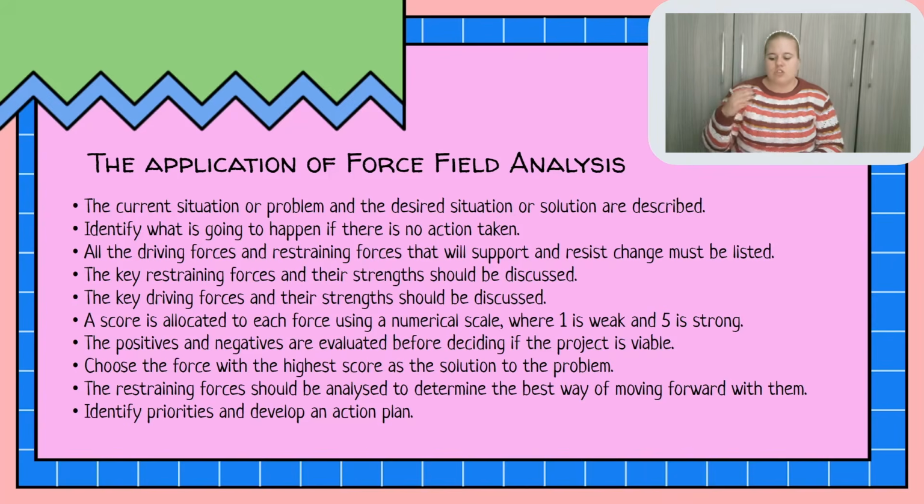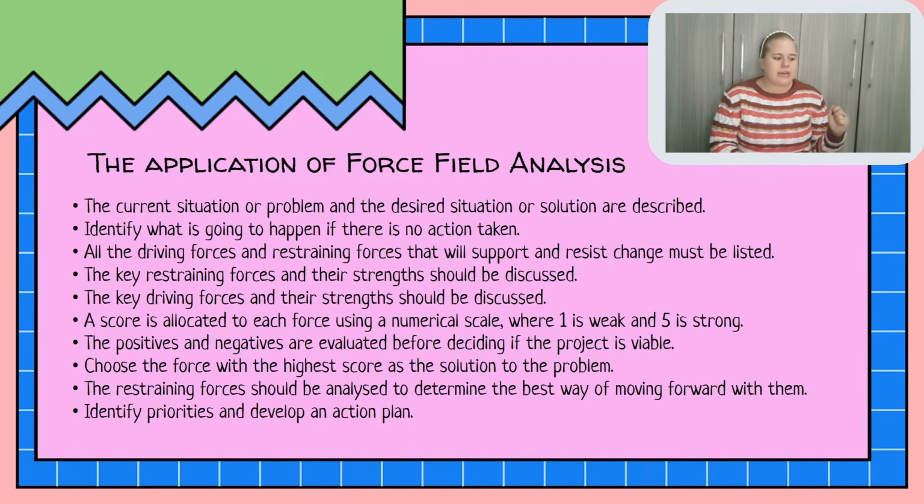All right, so then we have the key restraining forces and we need to mention all of their strengths. So the good things about them. All of the driving forces and their strengths as well, the good things about them. Now we need to allocate a score, okay, on a numerical scale. So 1 is weak and 5 is strong. So perhaps if we say one of the restraining forces is that learners will still come late because by making the time longer, they're still just going to mess around and hang out with friends instead of walking to class. So we could say that 5 is strong as, yes, we strongly agree that that is going to happen.